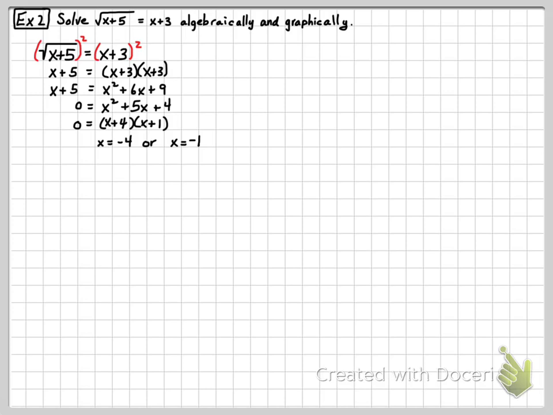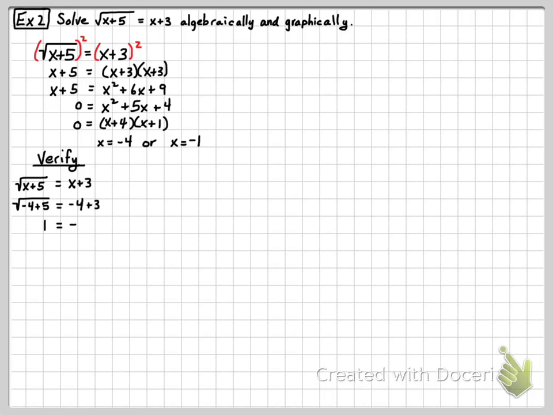However, if we graph this, or if we try to verify this, we're going to see that one of these solutions doesn't work, doesn't exist. That'll be what we call the extraneous root. So if we verify it by substitution, we're going to take our original equation and plug negative 4 in for x. That'll give us the square root of negative 4 plus 5 is equal to negative 4 plus 3.